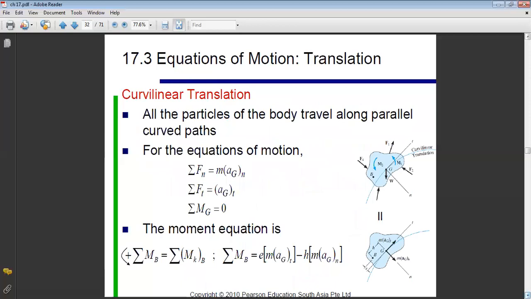Now, if I consider curvilinear translation, do you know what I mean by curvilinear translation?